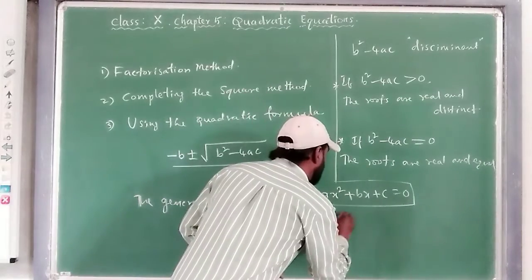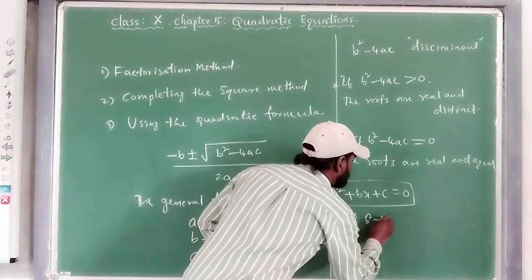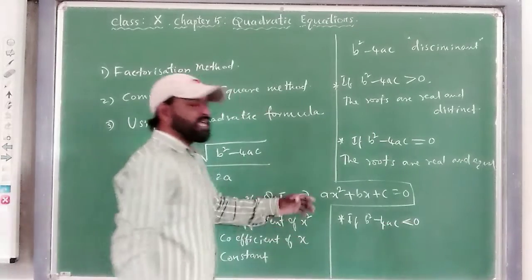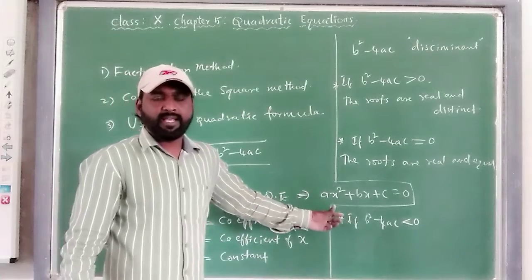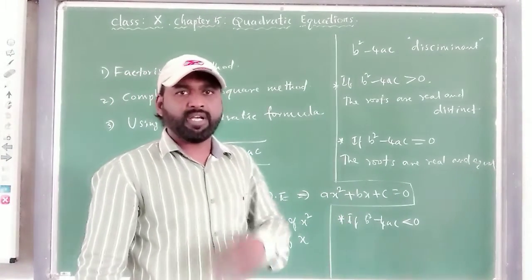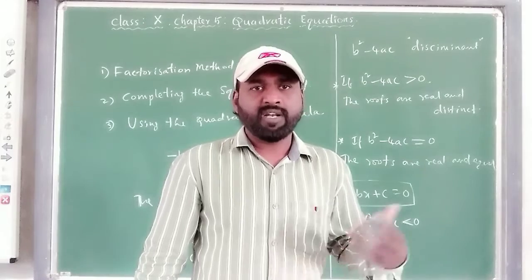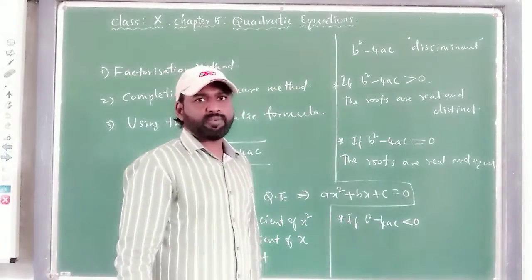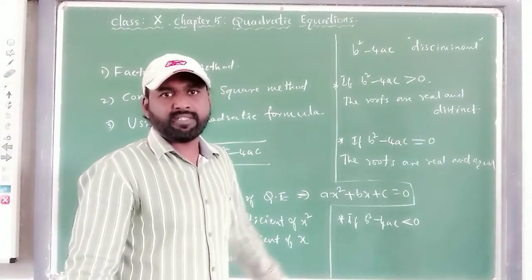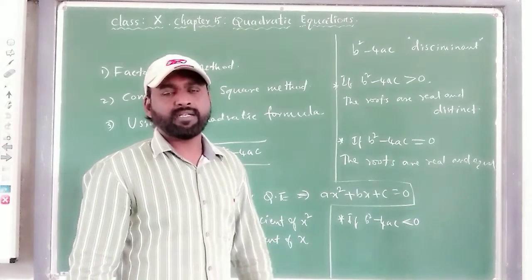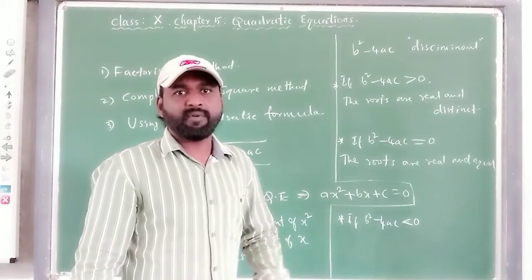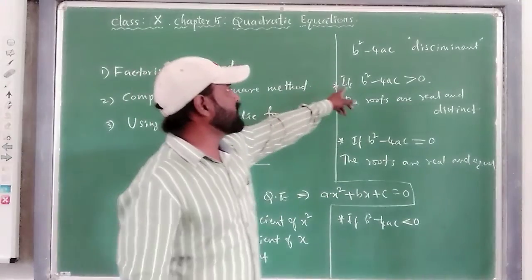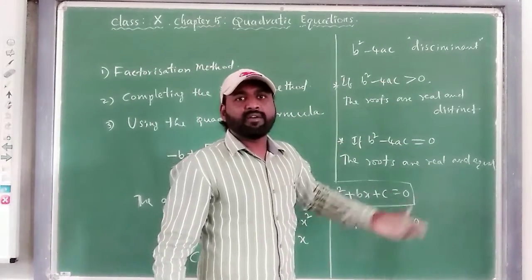One more situation, if b square minus 4ac is less than 0. When you compare the given quadratic equation with the general form, you can identify the value of a, the value of b, and the value of c. What is a? The coefficient of the x square term. What is b? The coefficient of the x term. What is c? The constant term. By substituting the a, b, c values in this discriminant, we can find out the nature of the roots.